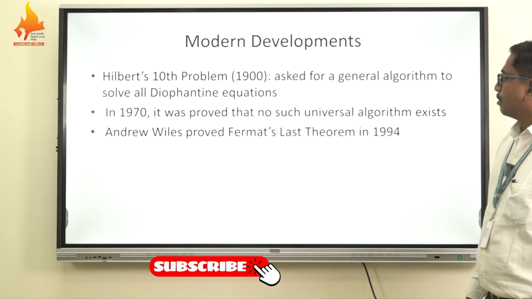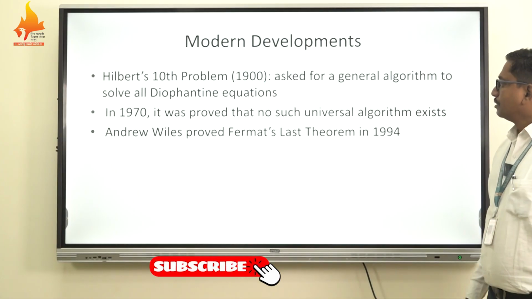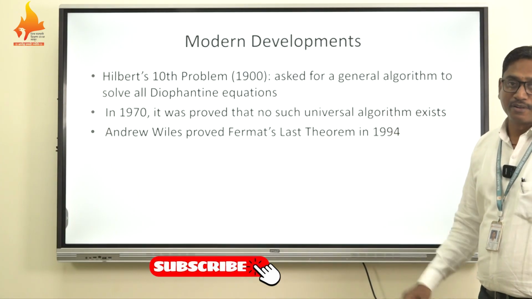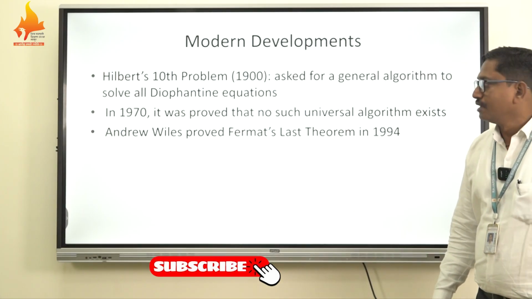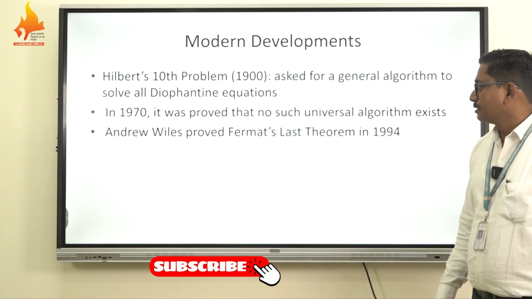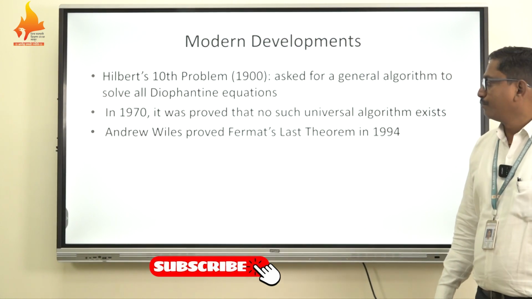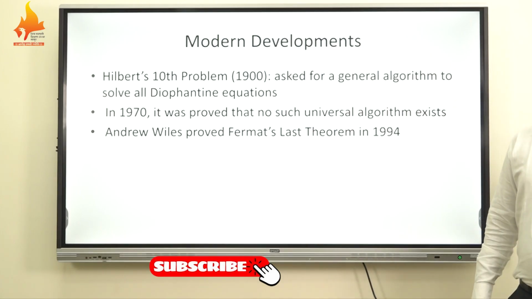We know the Hilbert's 10th problem from 1900. He asked for an algorithm for the general solution of Diophantine equations. But in 1970, it was proved that no such universal algorithm exists for the general solutions. I already told you that Andrew Wiles proved Fermat's last theorem recently, in 1994.